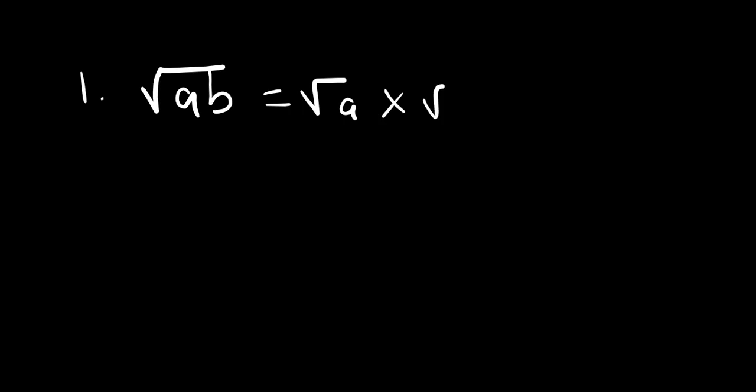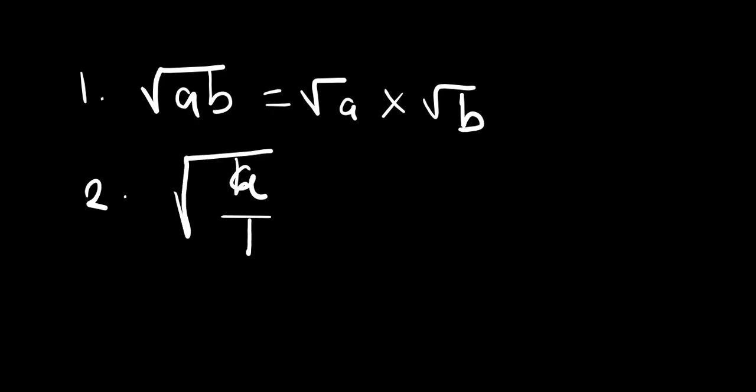Rule number 1 is if you have the square root of, let me say, a and b, you can write this as the square root of a multiplied by the square root of b. So this is one of the examples of how you manipulate surds. Then the second rule: if you have the square root of a over b, you just say the square root of a over the square root of b.